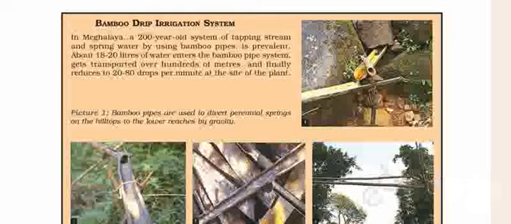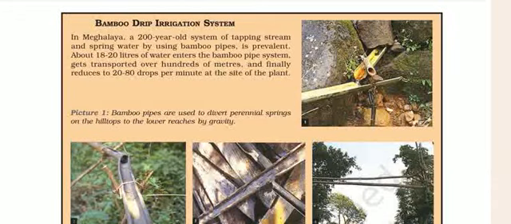Bamboo drip irrigation system. In Meghalaya, a 200-year-old system of tapping stream and spring water by using bamboo pipes is prevalent. About 18 to 20 liters of water enters the bamboo pipe system, gets transported over hundreds of meters, and finally reduces to 20 to 80 drops per minute at the site of the plant.